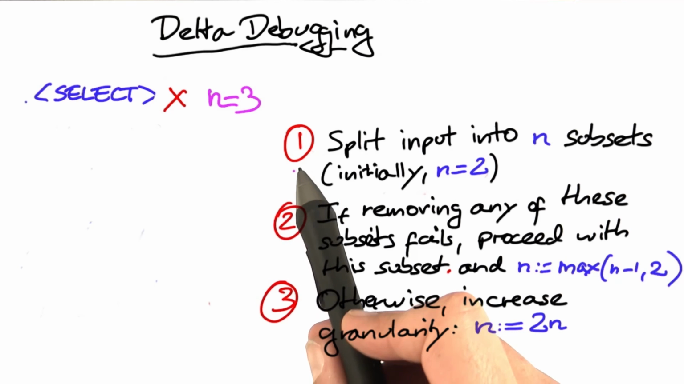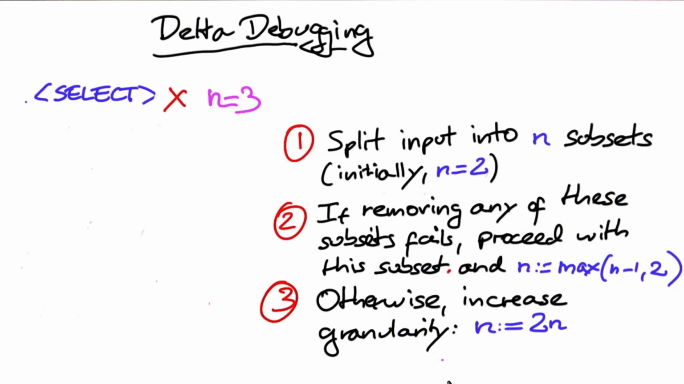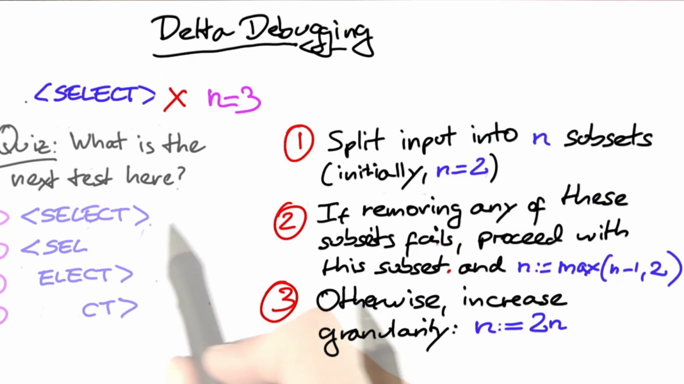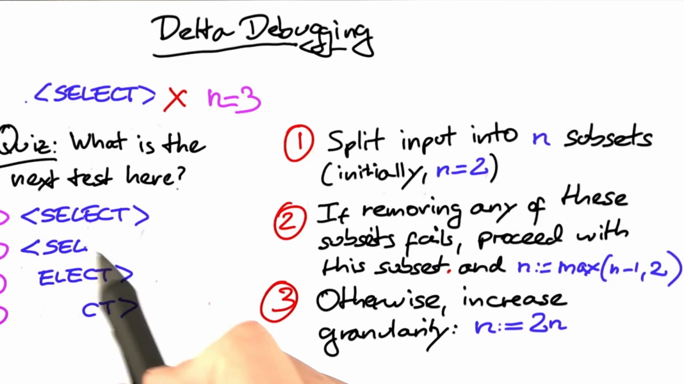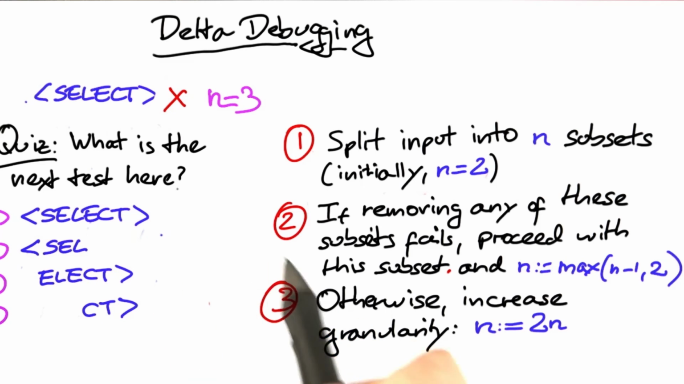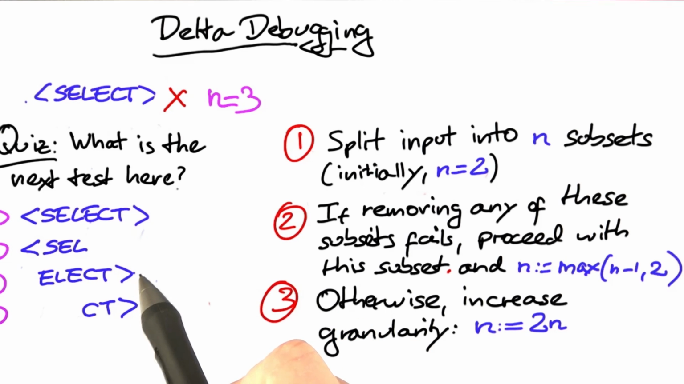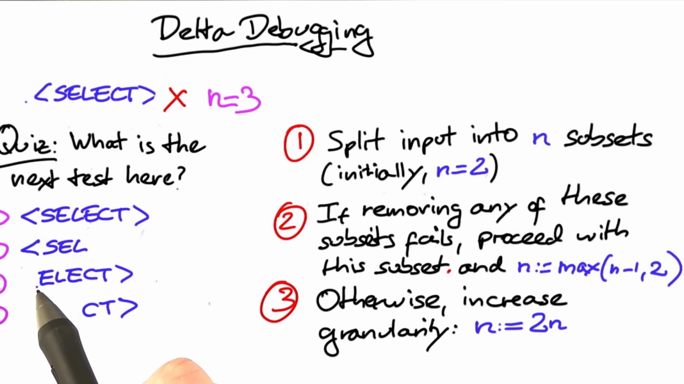What is it that delta debugging would do next, according to this description of the algorithm? And what is the next test that delta debugging has to conduct? Is this the select tag as a whole? Is this the select tag with the second half removed? Is this the select tag with a first third removed? Or is this just CT, that is the last third of the input? Over to you.